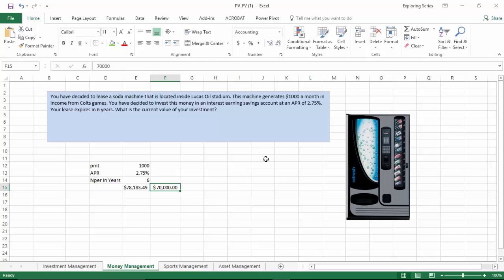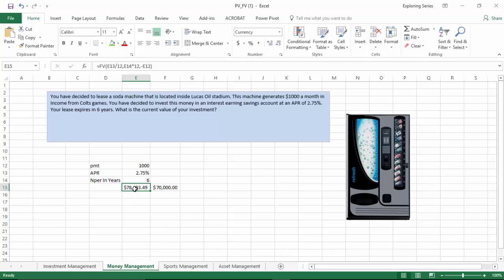But most importantly, you have to figure out what $78,183.49 6 years from now in 2023 is worth today. Because you can't compare future value money to money that's in hand. This is $70,000 in your pocket. This is $78,000 6 years from now. That's not comparable. You can't compare them. Okay?